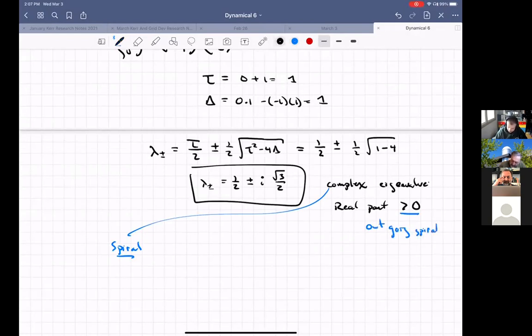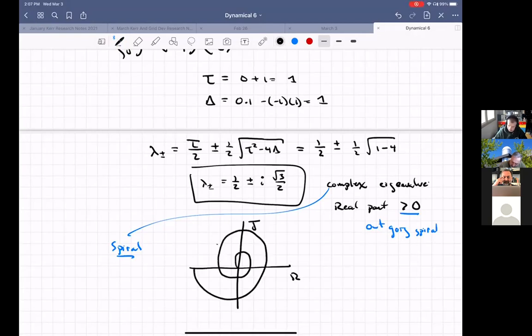So if I plot R on this axis and J on this axis, the system is going to spiral outwards kind of like that. I think that's probably the right way to think about it.